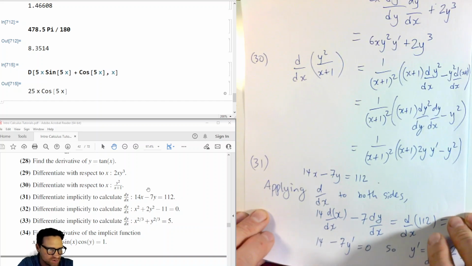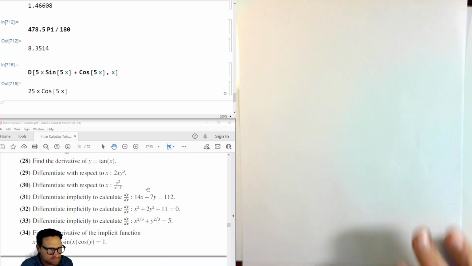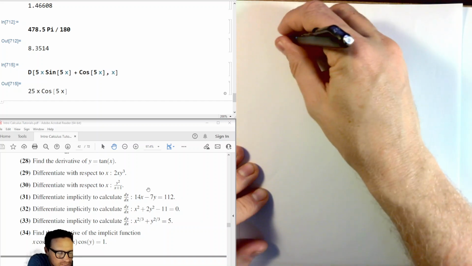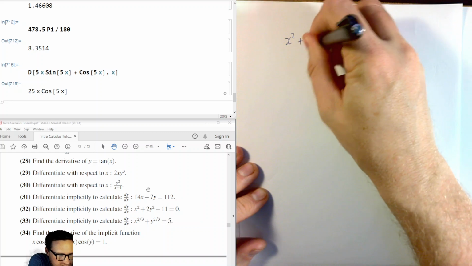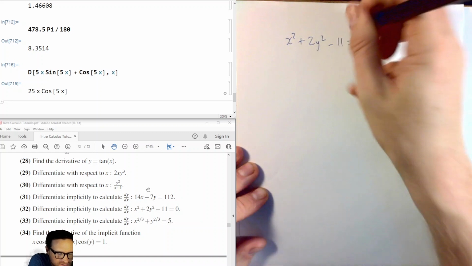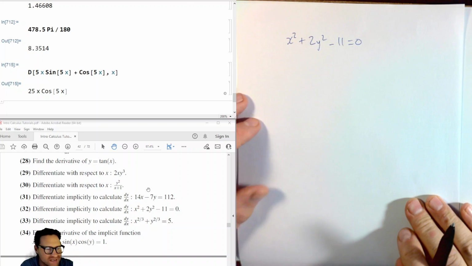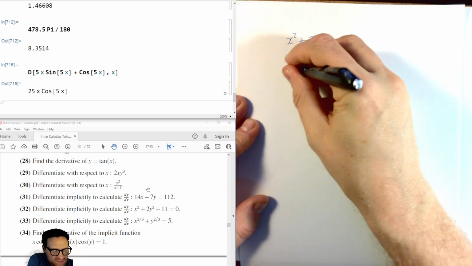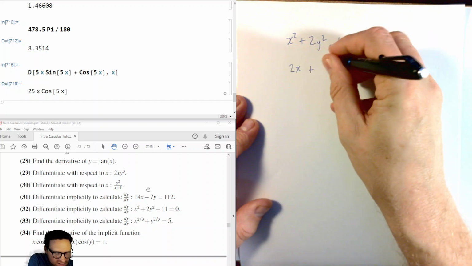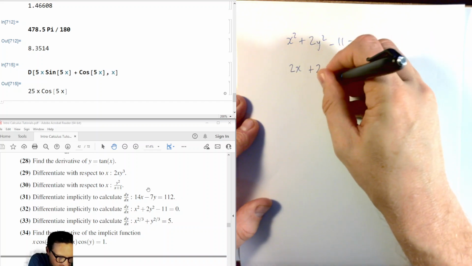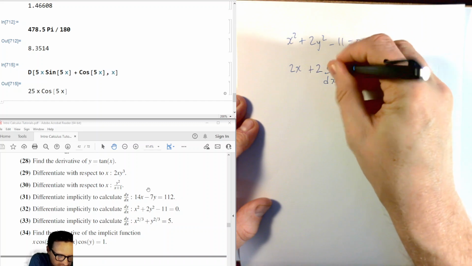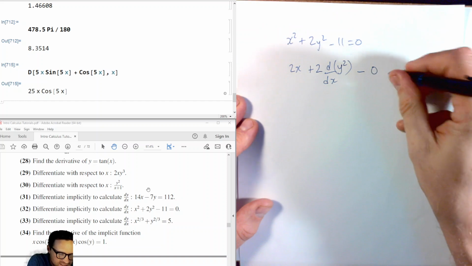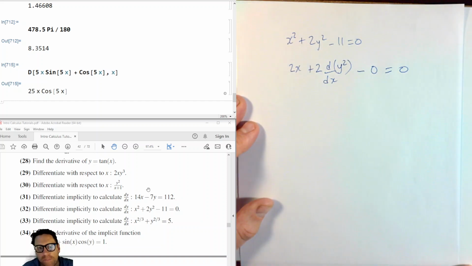Okay, question 32. Implicitly differentiate x squared plus 2y squared minus 11 is 0. So again, we'll apply d on dx to both sides. So differentiating x squared gives us 2x, and we have plus 2 d on dx of y squared, and then minus the derivative of 11 is 0. This is equal to 0.